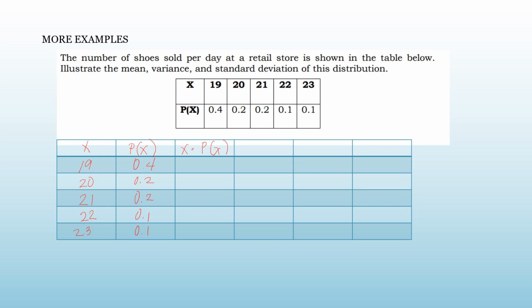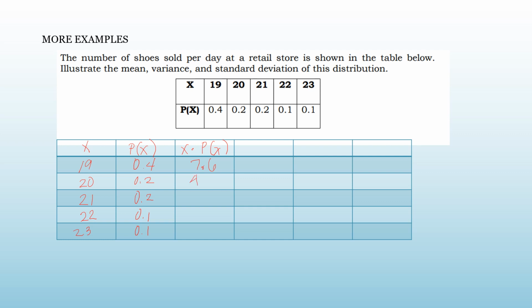Next step is to find the product of x and probability of x so that we can have the value of the mean. We will multiply x and the probability of x. So, finding the product of 19 and 0.4, we'll have 19 times 0.4 is equal to 7.6. 20 times 0.2 is equal to 4.